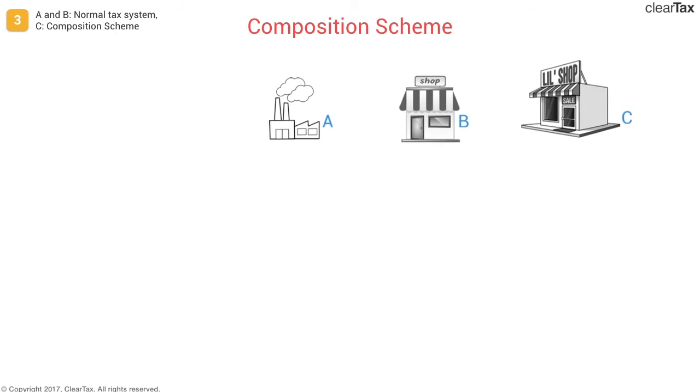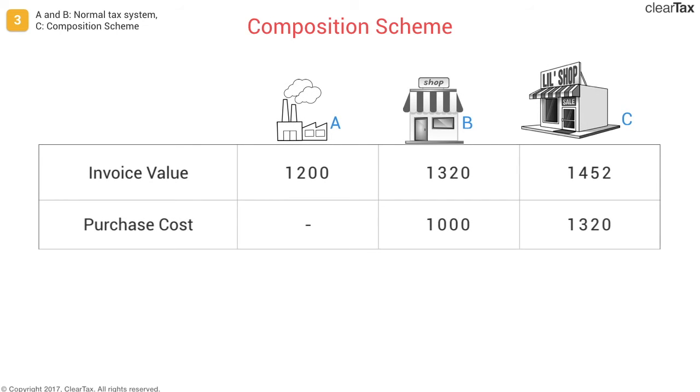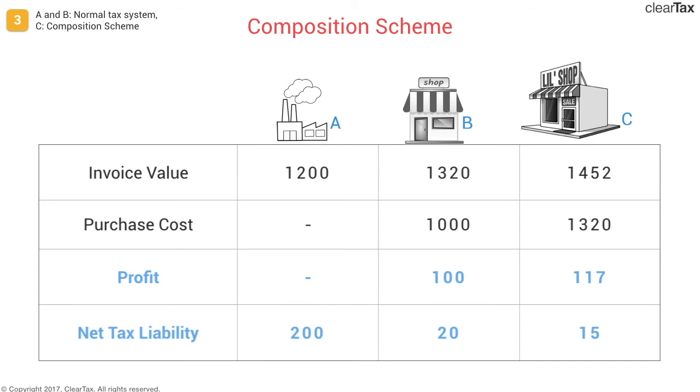So the final profit statement. For B, the profit is 100, just 10% of his purchase cost, that's his profit margin, and that's his net profit as well, because tax liability is not an expense. But for C, his 10% is 132, 10% of purchase cost, minus 15. So 117 is his net profit.